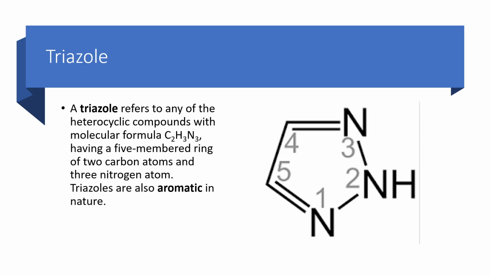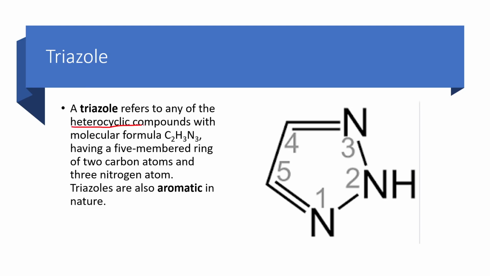When we say triazoles, this refers to any heterocyclic compound with a molecular formula of C2H3N3 having a 5-membered ring of 2 carbon atoms and 3 nitrogen atoms. Triazoles are also aromatic in nature. You can see the structure of triazole on the right side of the screen, and let us break down the description.